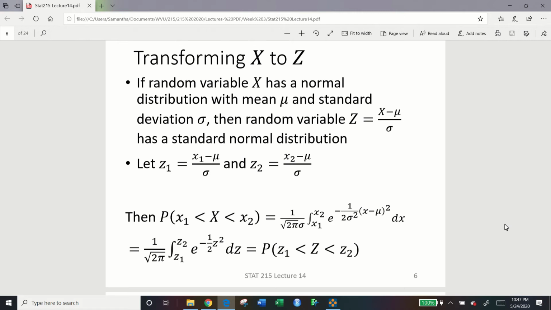This is equivalent to 1 over the square root of 2 pi multiplied by the integral from z1 to z2 of e to the negative one-half z squared dz, which is equivalent to the probability of z1 less than z less than z2. Now, I understand this may not have made complete sense to you, so let's take a look at it visually.